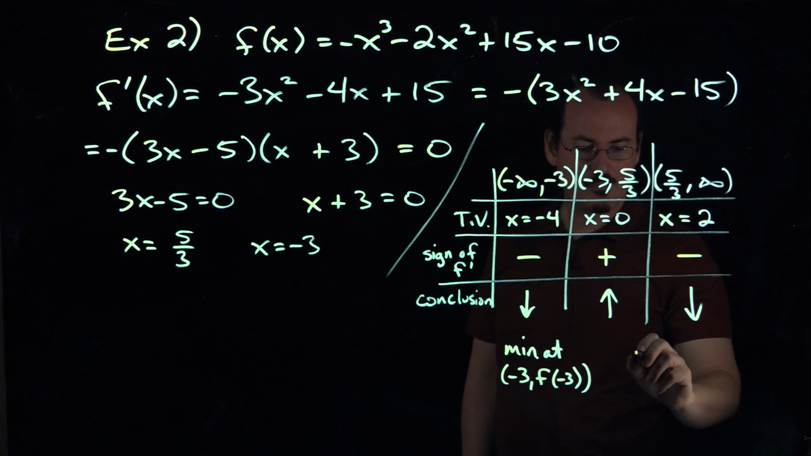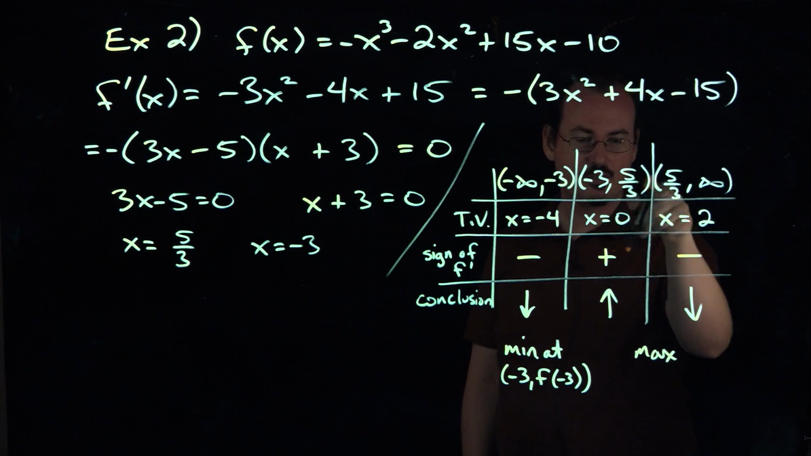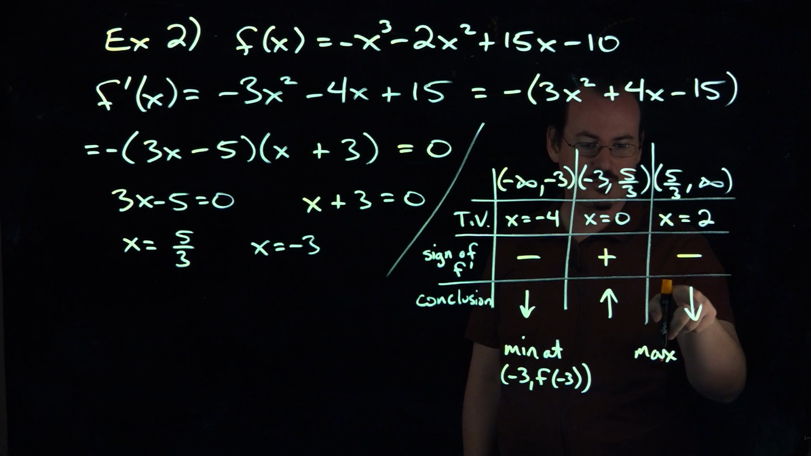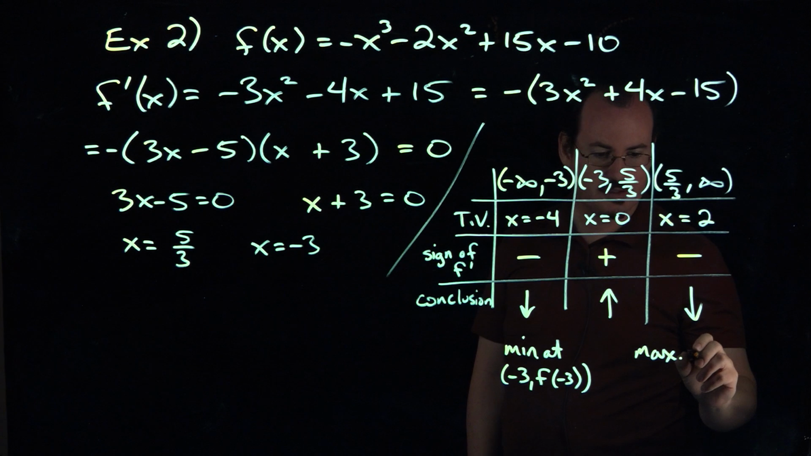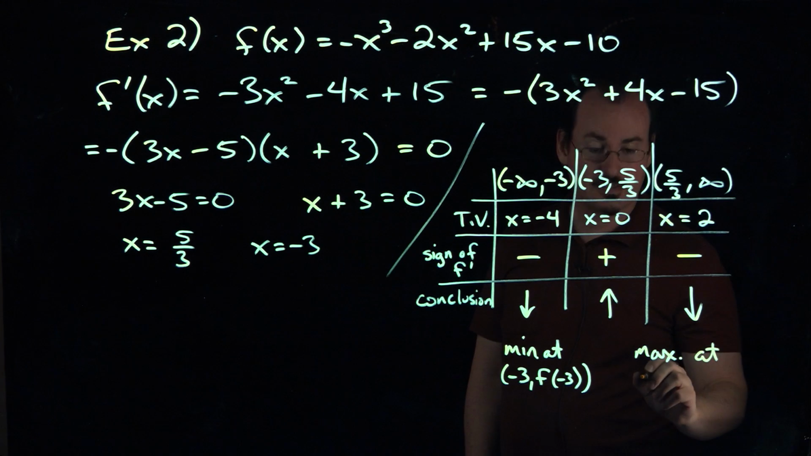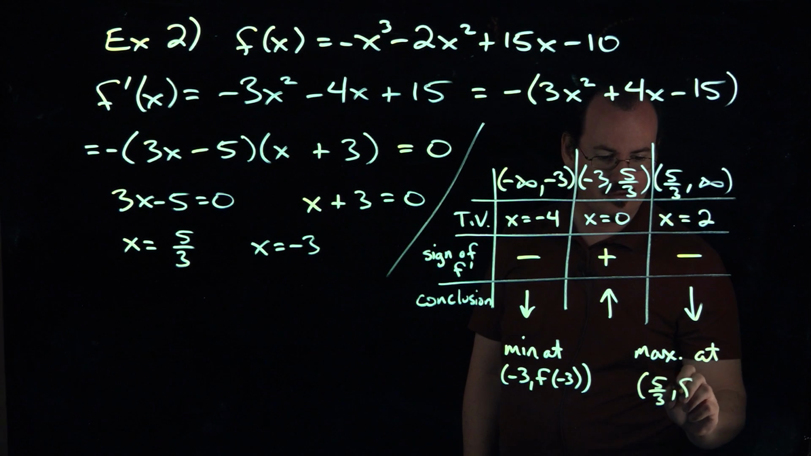And then we've got a maximum value, since it was increasing before this 5/3, and then it was decreasing after the 5/3. Increasing to decreasing means we've got a maximum value. And so that's at 5/3. And then f of 5/3.